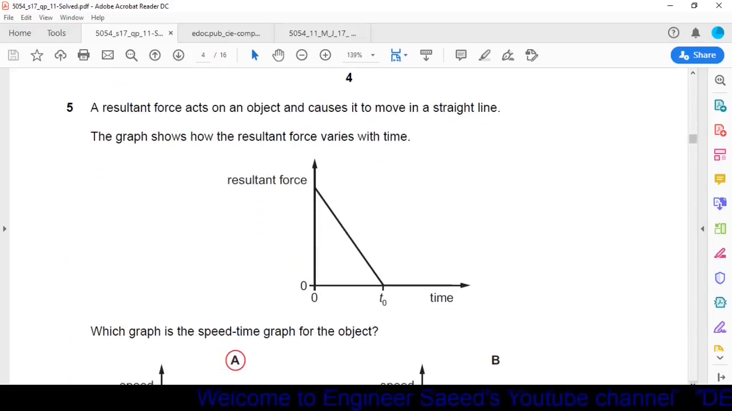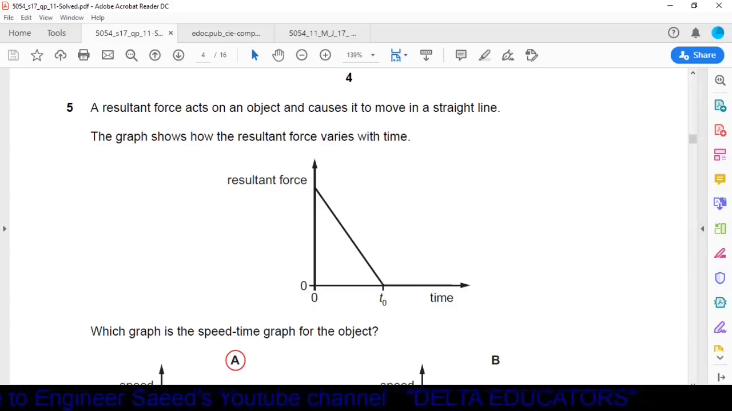Question number 5. A resultant force acts on an object and causes it to move in a straight line. The graph shows how the resultant force varies with time. Here we have a graph between time and resultant force. Resultant force is gradually decreasing, and at time t naught, the resultant force is 0. We know whenever there is a resultant force, there is an acceleration. So from this point to this point, acceleration is gradually decreasing, and at this point acceleration is 0, and onward also acceleration is 0.